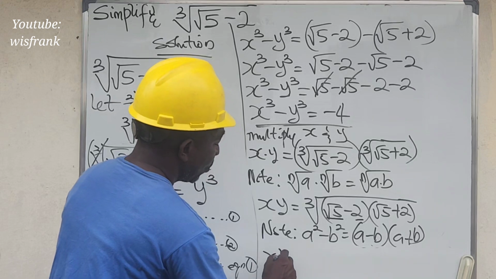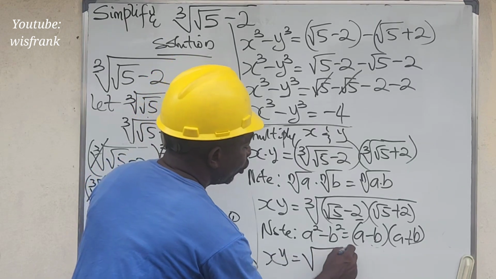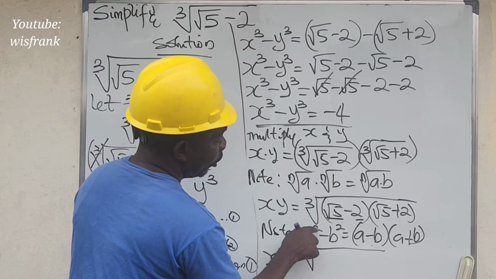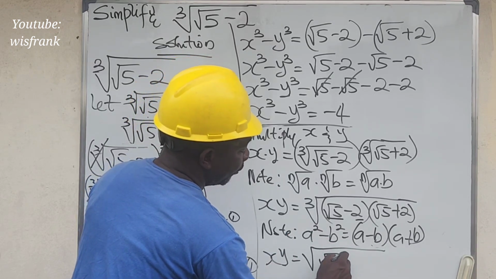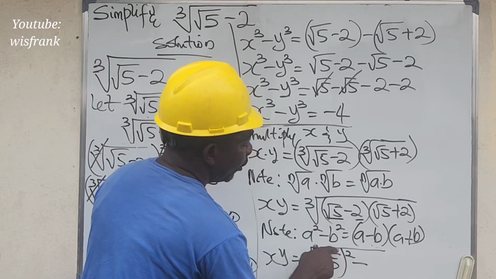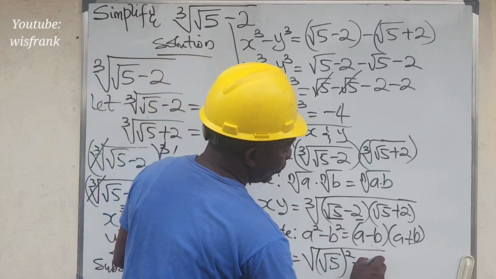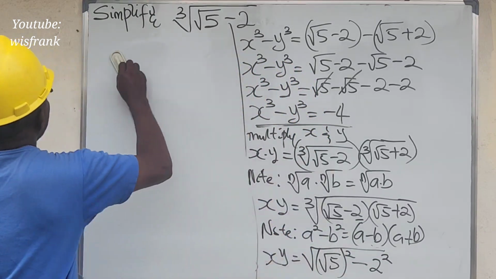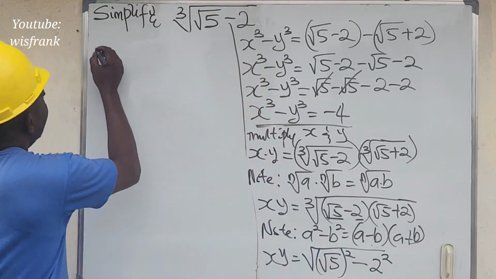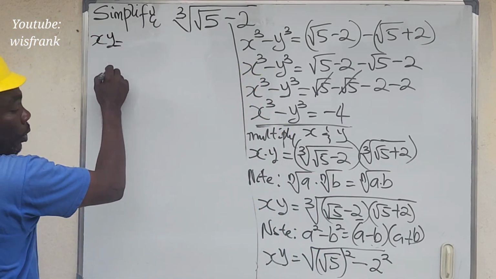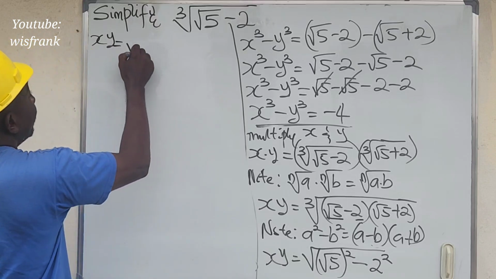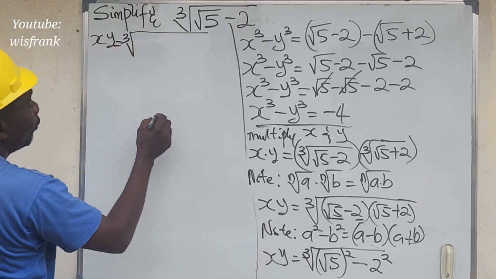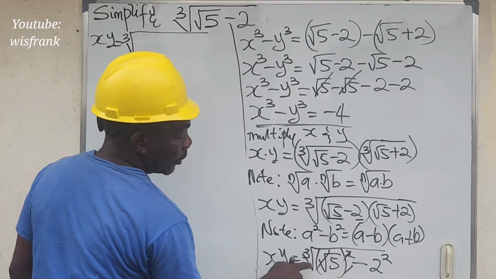So xy will be equal to the cube root of, since we are representing this in this format, a to the power of 2, which is square root of 5 all to the power of 2, minus b to the power of 2. Our b is 2 to the power of 2. So here, we need to clean this. So here, we have xy equals to, in this case, we have square root of, okay, here is cube root. Cube root of 2 will cancel here and 2 will cancel the square root.